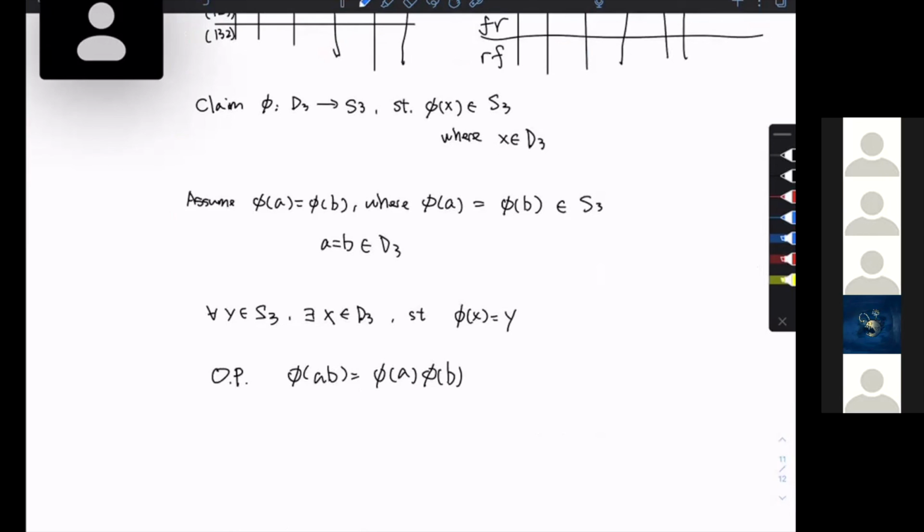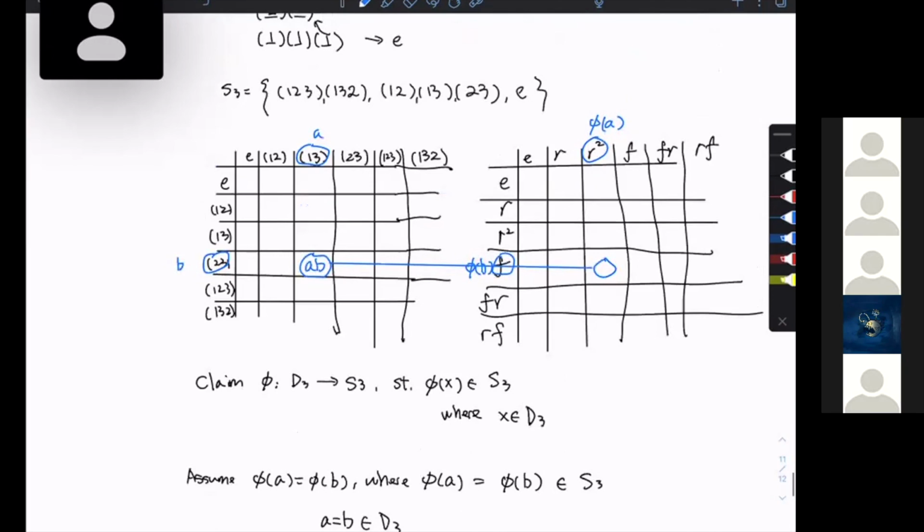So overall, this is a valid isomorphism, which means D3 is isomorphic to S3. This is the end of our video. Hope this video will help your understanding about cosets and isomorphism.